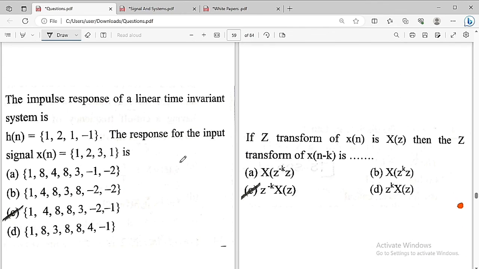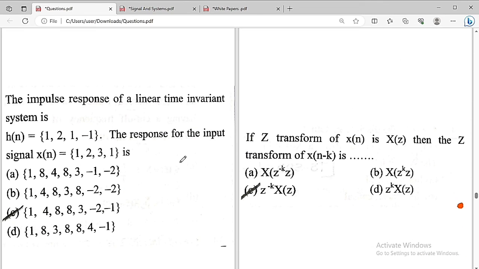So now we are going to solve another question. See the question here. The impulse response of a linear time invariant system is h of n is equal to 1, 2, 1, minus 1. The response for the input signal x of n is equal to 1, 2, 3, 1 is. So listen carefully.